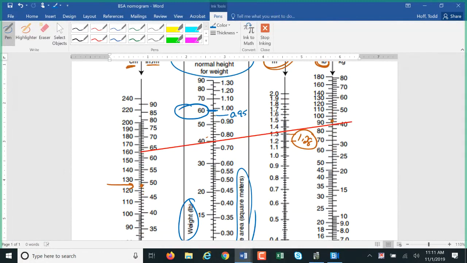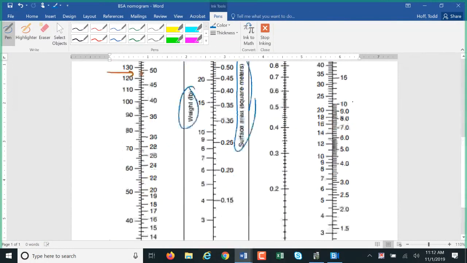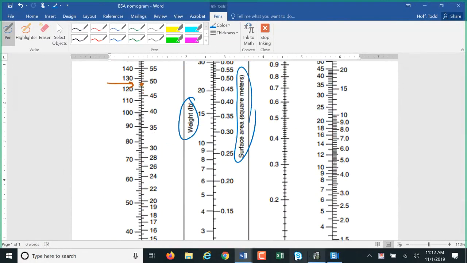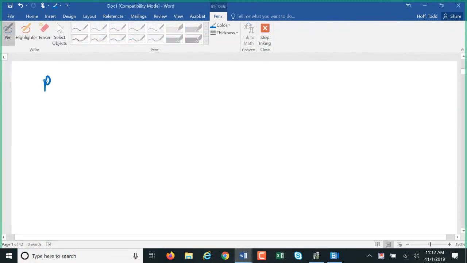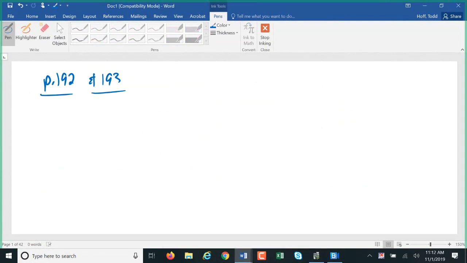So if they are relatively height-weight proportionate, we can approximate their BSA rather quickly off of that. The nomogram is in your textbook. It actually appears twice on two separate pages, back to back. Page 192 and page 193. I looked at them. I didn't see any obvious differences between the two of them, but there.